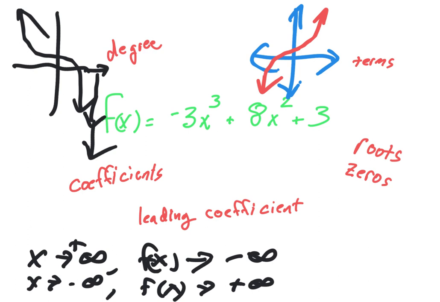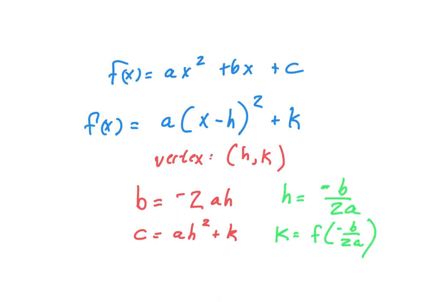Roots and zeros are fancy ways of saying, where does my graph cross the x-axis? Wherever it crosses the x-axis, that is a root. It's also a zero. It's called a zero because at that particular x, the y-coordinate is 0, hence it's called a zero.